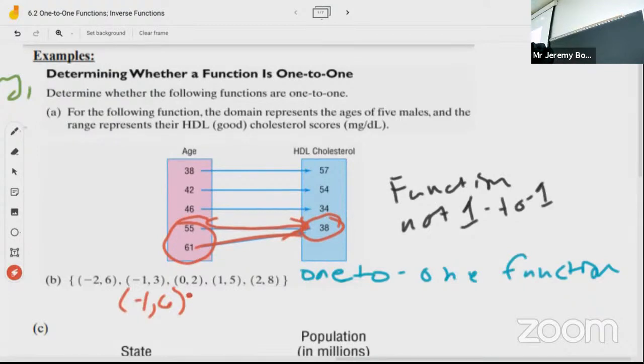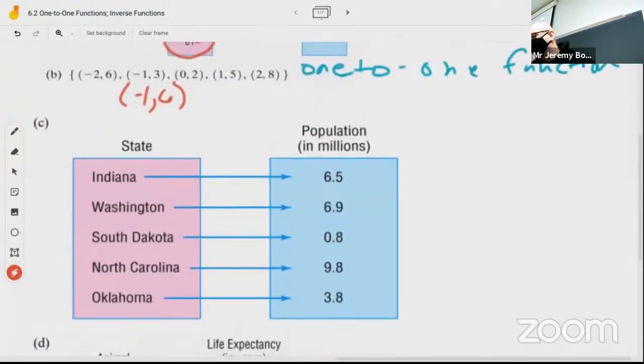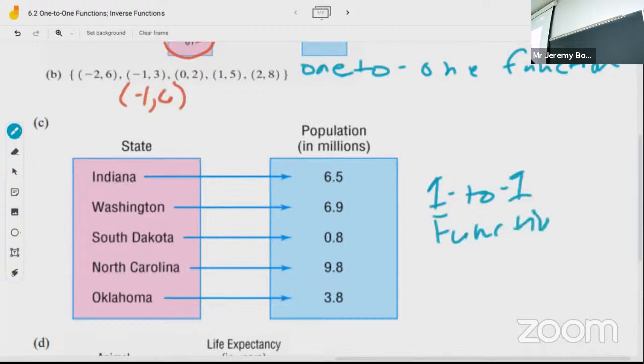Let's see. You've got the state and the population in millions. That's probably not right anymore. But is this a one-to-one function? Yeah, this is a one-to-one function. Each element in my input is mapped to one unique element in my output. So this is a one-to-one function here.